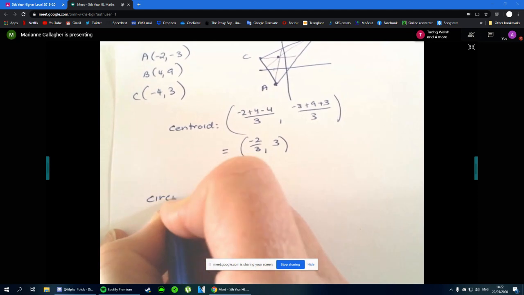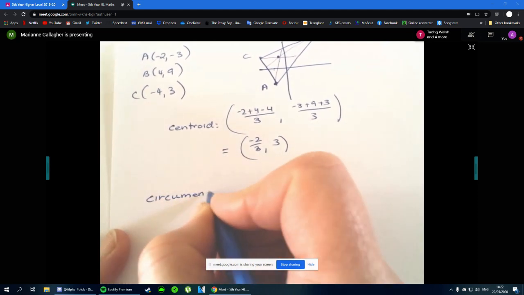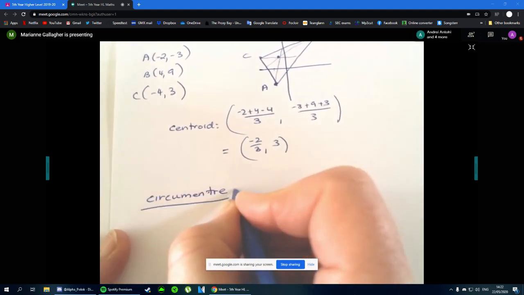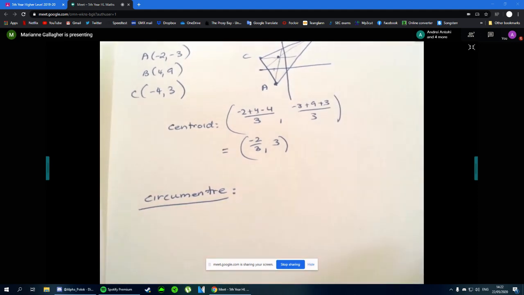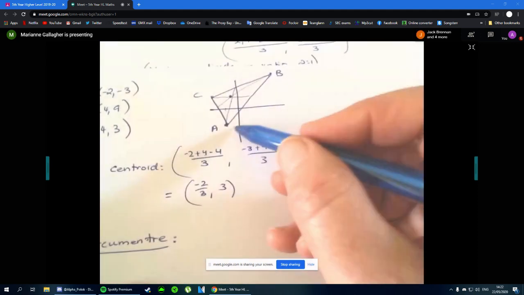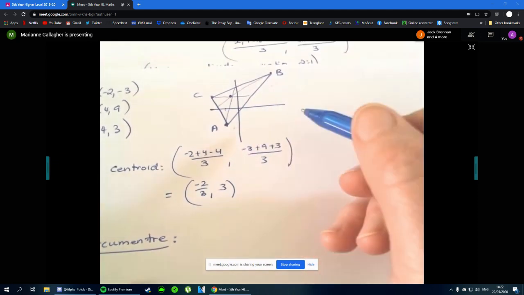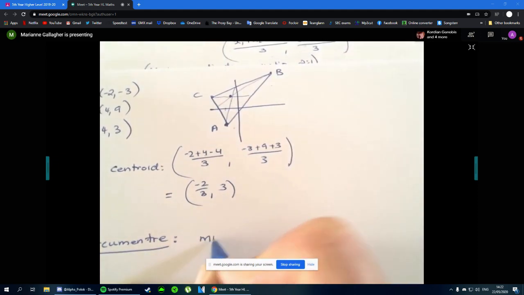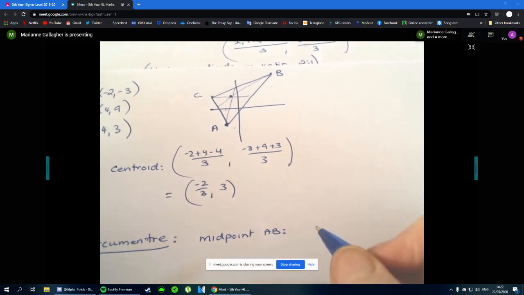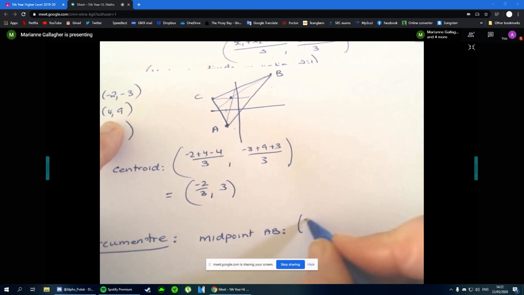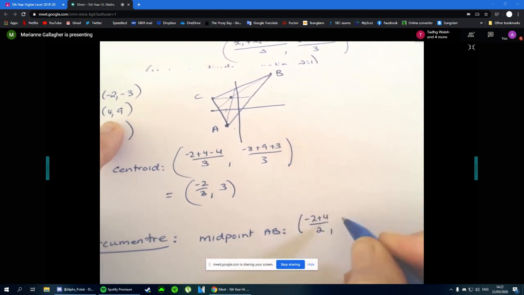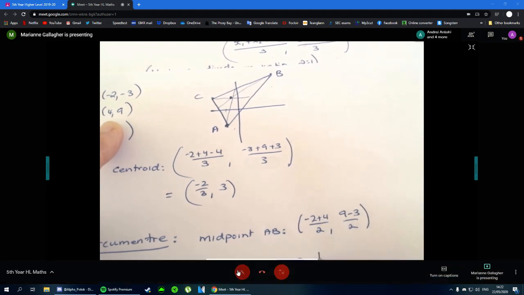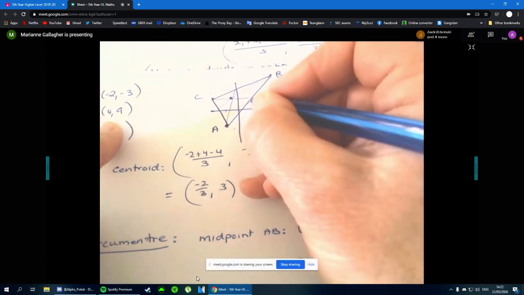The circumcenter is a little bit trickier. And you do the same process for two of the sides. So we want two lines and to find where they intersect. So say we pick AB, we want the perpendicular bisector. So we first of all get the midpoint. Okay, so here's A and B. So the midpoint would be -2 plus 4 over 2 and 9 minus 3 over 2. Does that make sense? That's 1 and 3. Okay, so that's the midpoint of AB, about here.